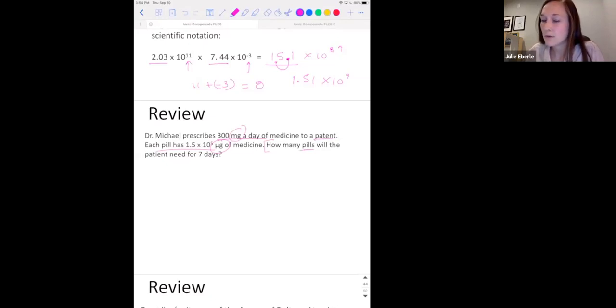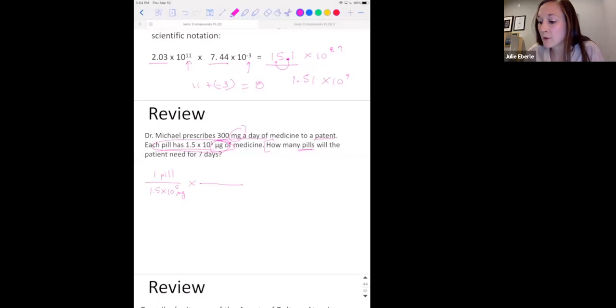So there's different places you can start. You can start with the first relationship given if you want and hope that your units work out. I'm going to start with the second one. Each pill has 1.5 times 10 to the 5th micrograms, because I know I want pills on top. So for every 1 pill, it's 1.5 times 10 to the 5th micrograms. If you started it different, that's okay. We probably will reach the same end, hopefully.